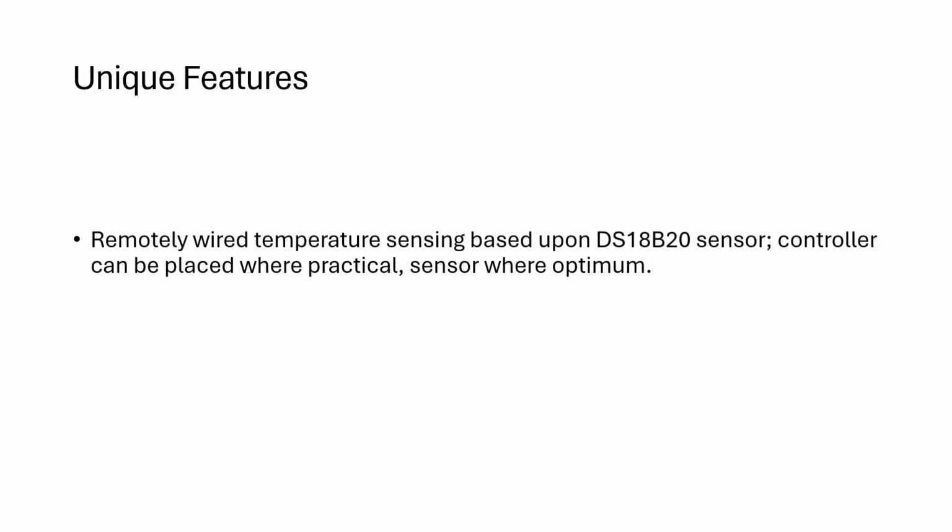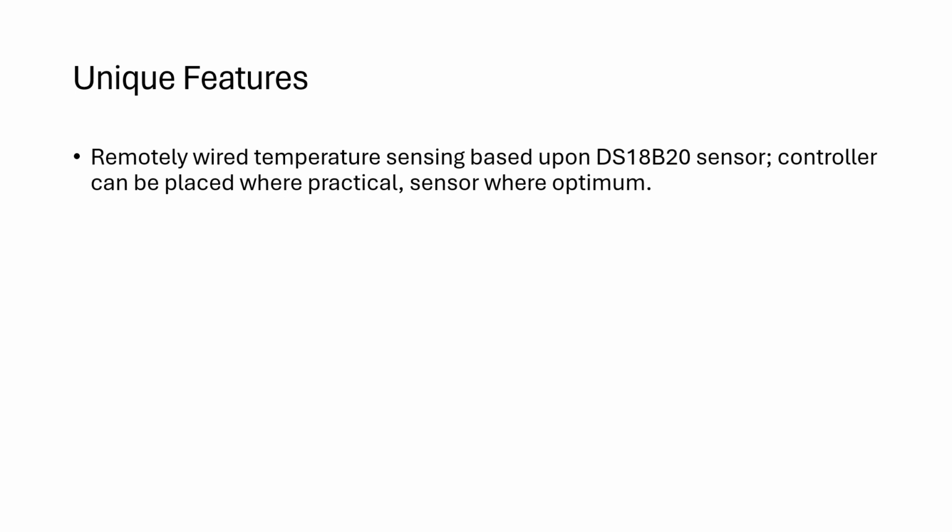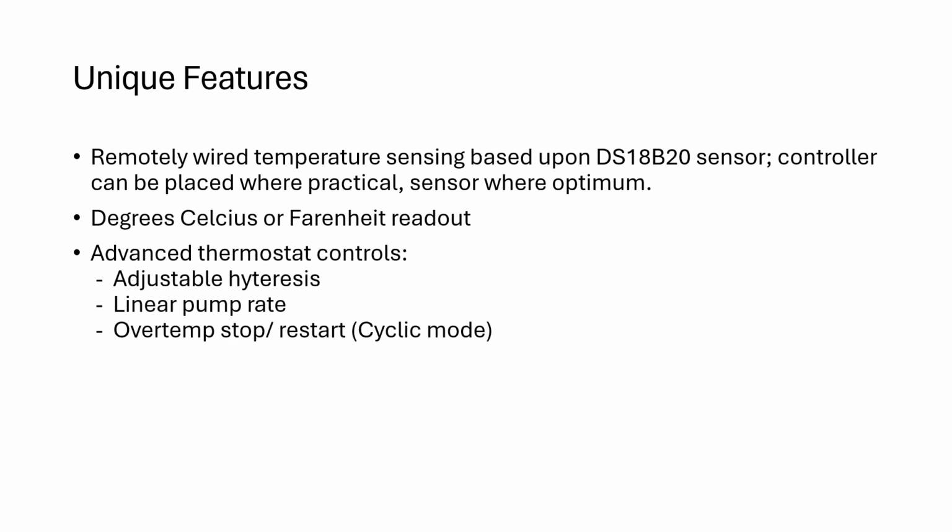Some of the unique features of the Afterburner include the remote wired temperature sensor, so the temperature sensor can be installed where it makes sense and the control head installed where you have access to it. The information can be displayed in Celsius or Fahrenheit. You have advanced controls to adjust the hysteresis, the linear pump rate, and then what is referred to as the cyclic mode or overtemp stop restart.